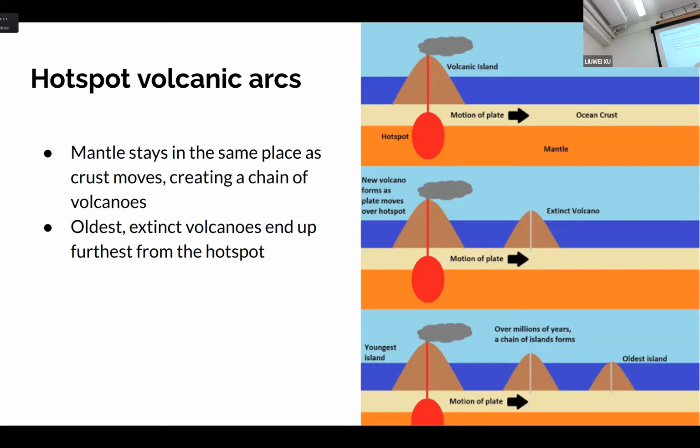So the old volcano will move rightward, and this is actually the extinct volcano. And we will have new volcanoes formed above the hot spot. With the plate continuing to move, we will see more and more volcanoes on this chain. The furthest one is the oldest, and the closest one is the youngest.